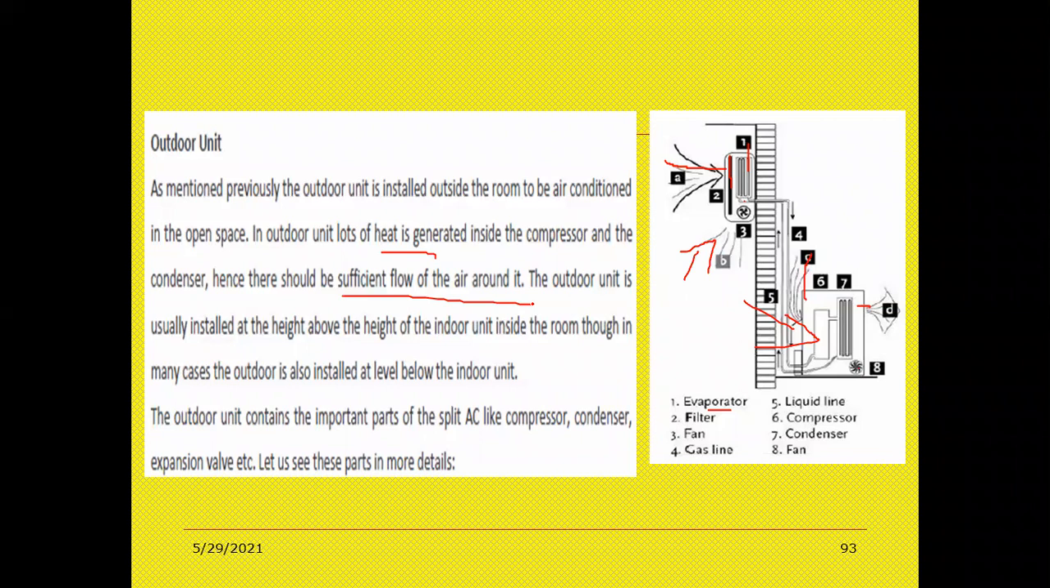The outdoor unit is usually installed at a height above the indoor unit inside the room. Though in many cases, the outdoor unit is installed at a level below the indoor unit. The outdoor unit contains the important parts of the split AC: the compressor, the condenser, the fan, the expansion valve, etc.